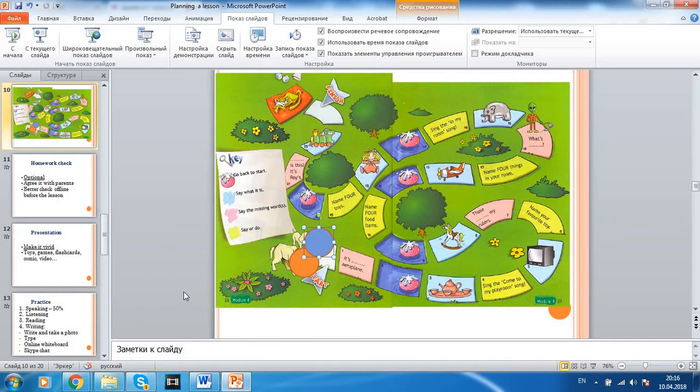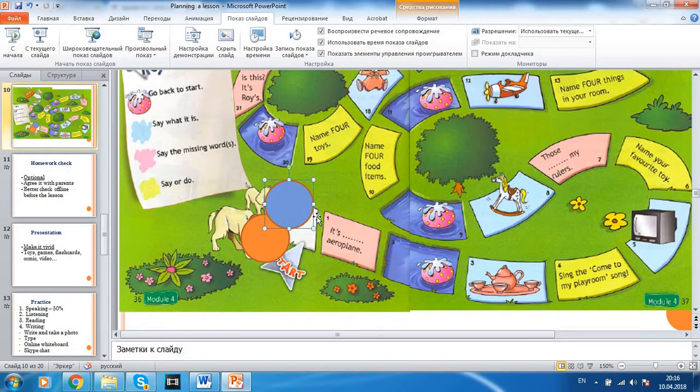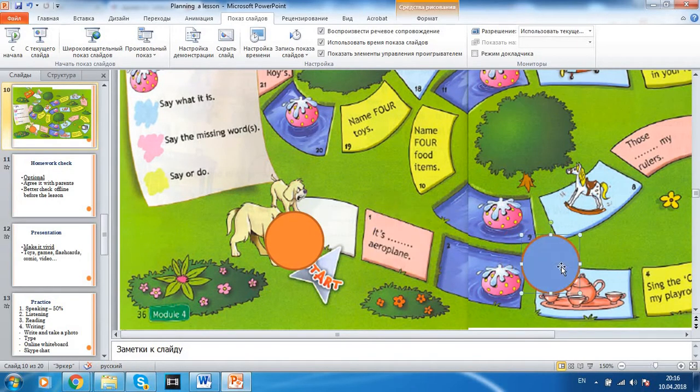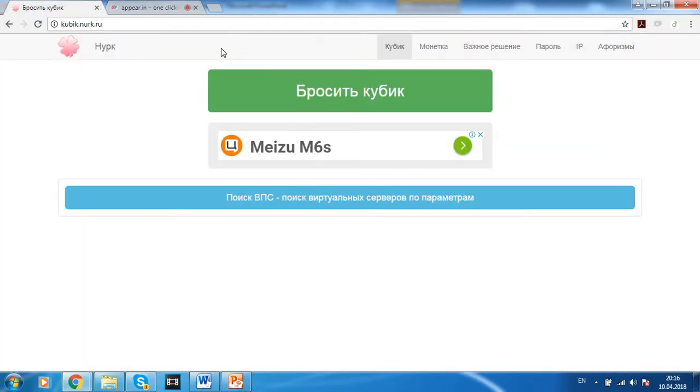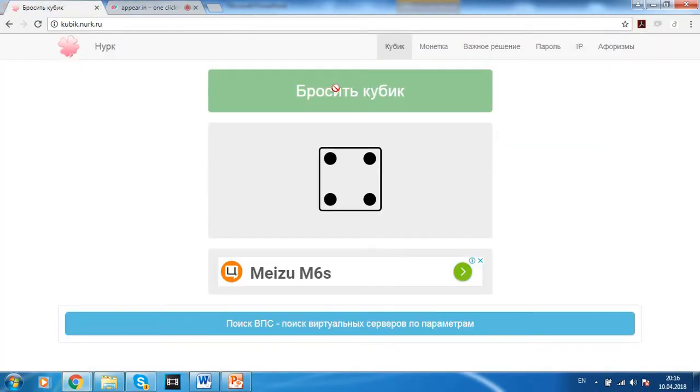And what do we do during this game? We have to roll the dice and to move. And where you are, you have either to say what is on the picture or to answer some question. So you can just move these things around the board for your student. And to roll the dice, you can use some special online services like this one. Roll the dice online. I just share my screen with my student, as now I'm doing to you.